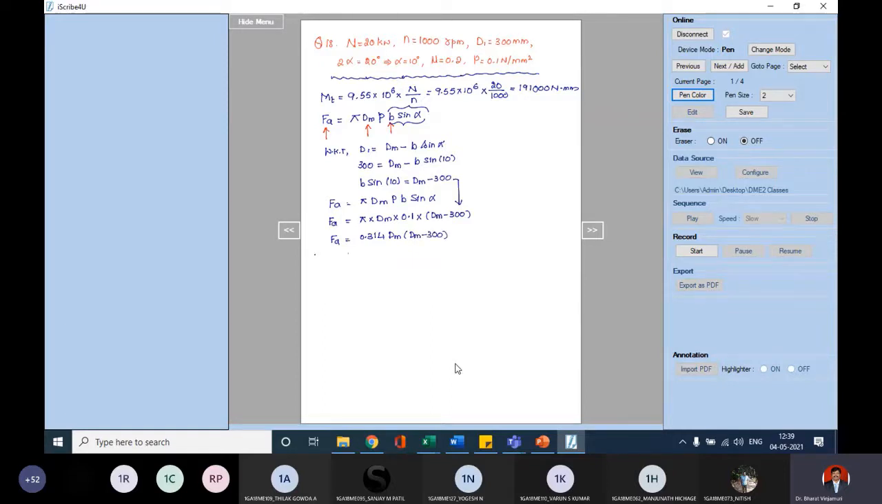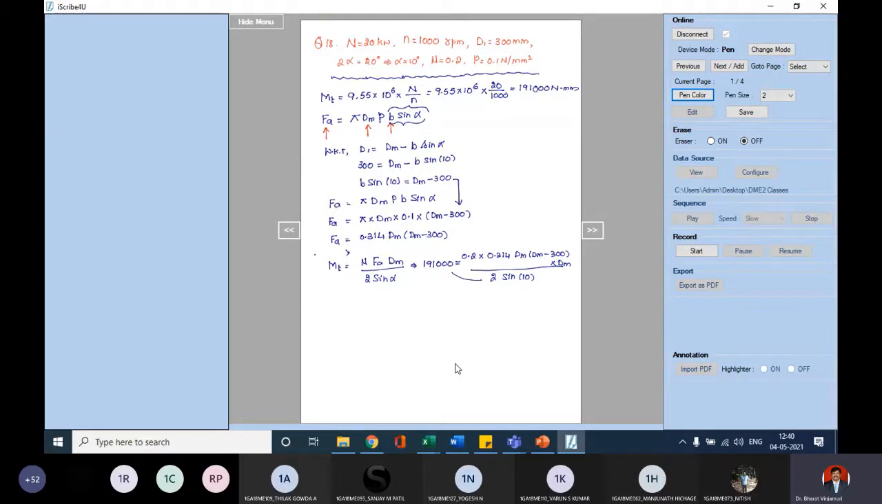Now what is the next step? I will try to find MT. MT is equal to mu FA dm by 2 sin alpha, which implies, obviously, I got 191,000. Mu, how much has he given? Mu is 0.2. FA is 0.314 dm into dm minus 300. Once again multiply by dm divided by 2 sin 10. So here I can get the value of dm. Can you tell me now what is the value of dm?